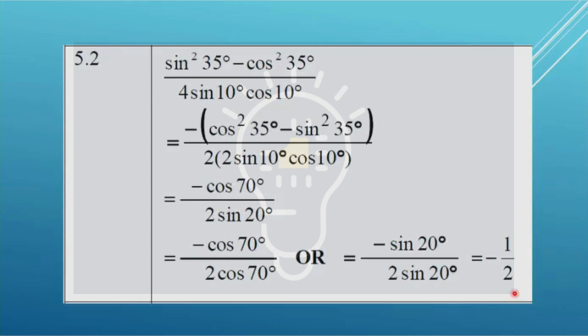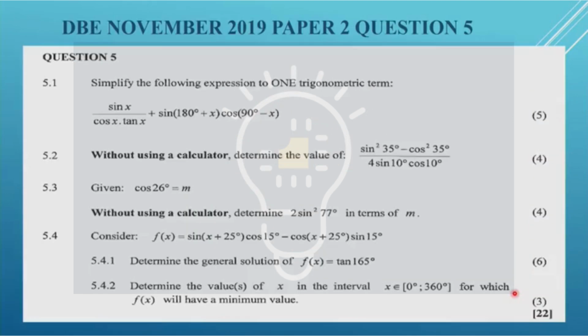Very, very easy. Let me go now on to question 5.3 that was found in the November 2019 paper 2. We were given that the cosine of 26 degrees is equal to m. So that's a letter of the alphabet. And then we are told, without using a calculator, determine 2 sine squared 77 degrees in terms of m. So in other words, the answer must have an m inside it.